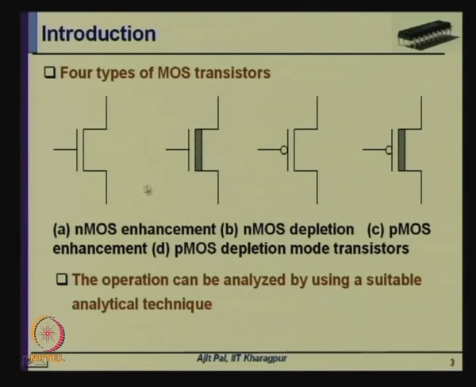Now, as I have told, today we shall discuss the operation of MOS transistors. The operation can be analyzed by using a suitable analytical technique. That means the operation of MOS transistors can be studied based on semiconductor physics. You have to understand the detailed equations, and detailed knowledge of semiconductor physics is necessary, and obviously later on we shall do that to derive the analytical expressions. But to start with, what we shall do? We shall be using a very simple model which is not based on any analytical expression or complicated equations.